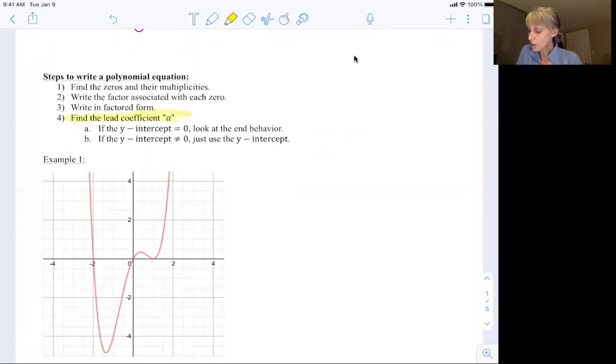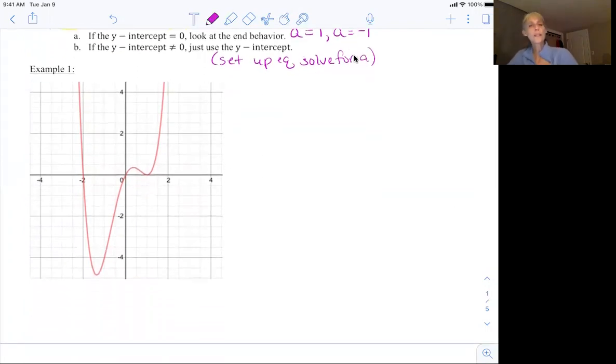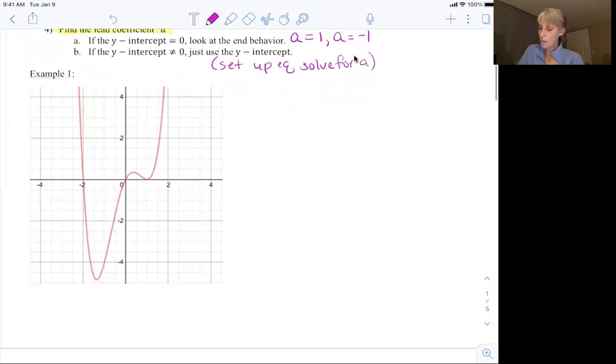Okay. So if the y-intercept is 0, we're just going to look at the end behavior, in which case a is going to be 1 or a is going to be -1, depending on if it's flipped. And if the y-intercept is not equal to 0, we're going to use the y-intercept to help us. So we're going to set up an equation and solve for a. So in this first example, if I want to write a polynomial function, and we're going to leave these in factored form. We're not going to worry about putting them in standard form. We're just going to leave them in factored form.